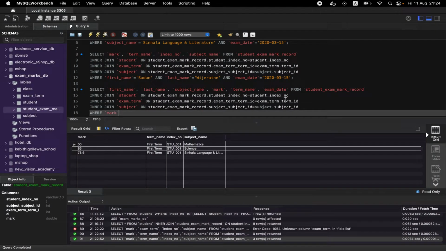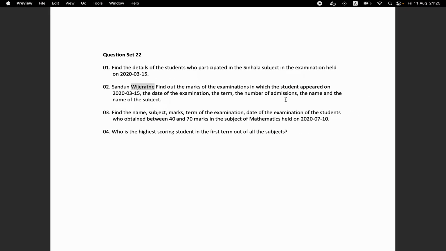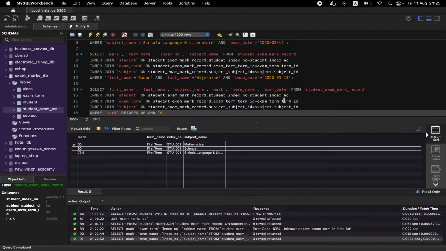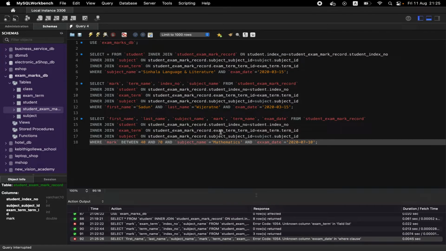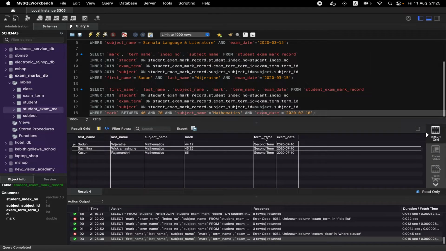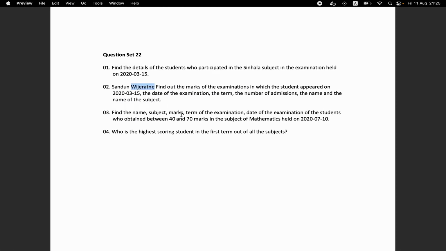marks between, so between keyword, and in here 40 and 70, and the subject name is mathematics, and the exam date is 2027-10. So this is the answer for the third question.